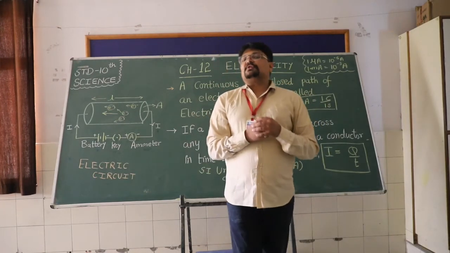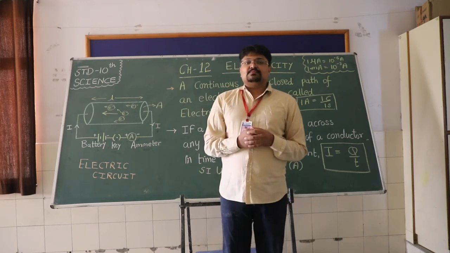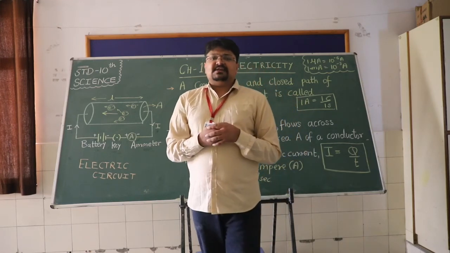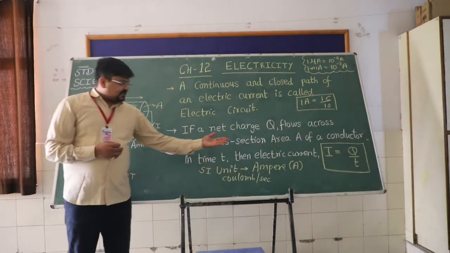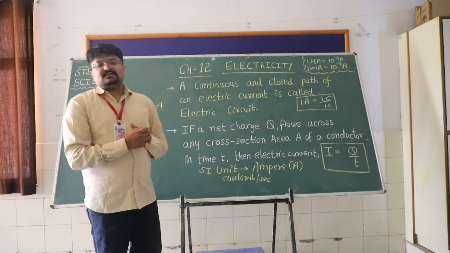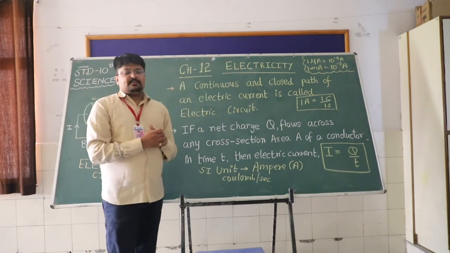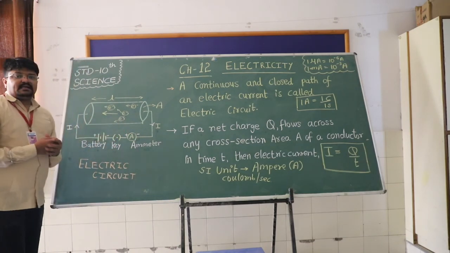So I have completed your introductory page of chapter number 12 from your textbook. Please refer to the textbook and underline the definition terms. I have already discussed electric circuit, electric current, the unit of electric current, then the SI unit, then different small units of electric current, that is microampere, milliampere, and how the current flows through a circuit. So I have also drawn the circuit diagram.